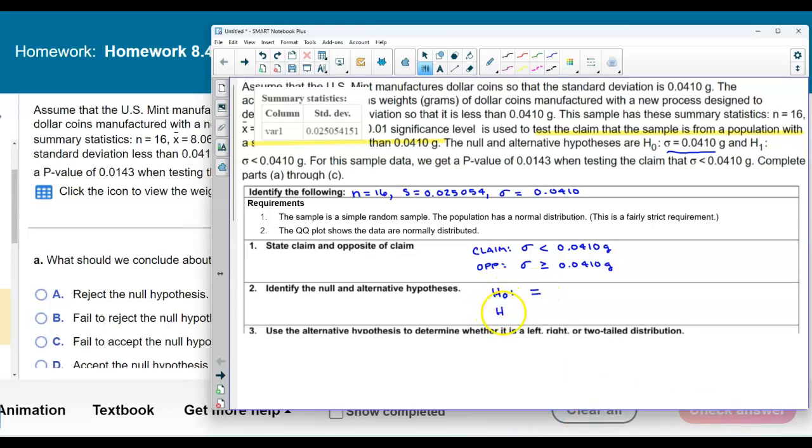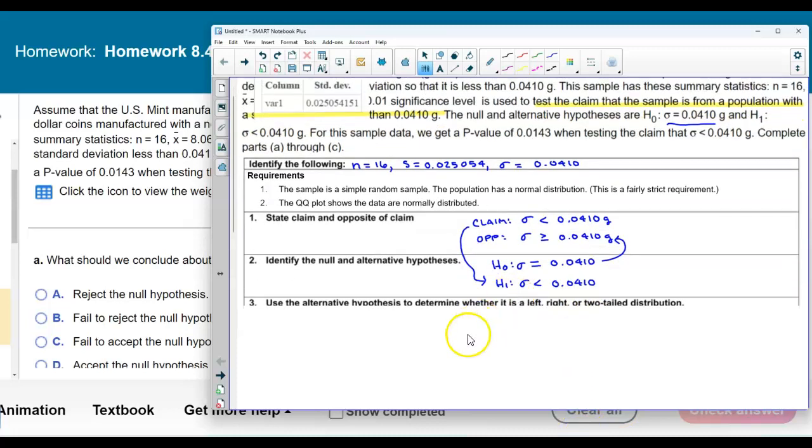To verify the null and the alternative hypothesis, remember that the null always contains the equality sign, and then we have the alternative. So the equality for the null means that the population standard deviation is going to equal 0.0410, and we can see that the equality is in the opposite of the claim. And therefore the claim applies to the alternative, where the population standard deviation is less than 0.0410, which checks. Now also we want to use the alternative hypothesis to determine whether it is a left, right, or two-tailed test. Because it's less than, this is a left tail test.